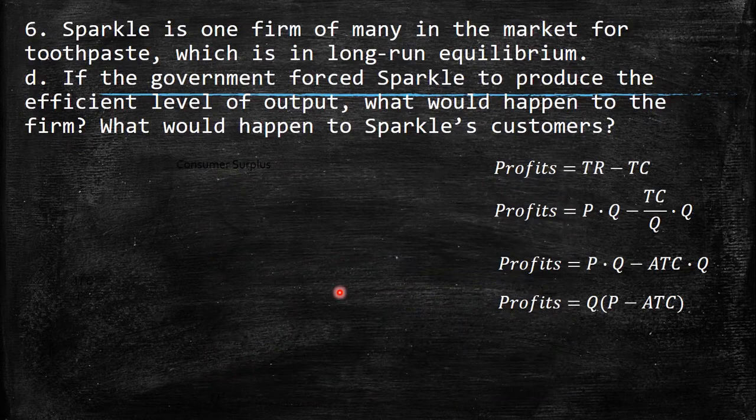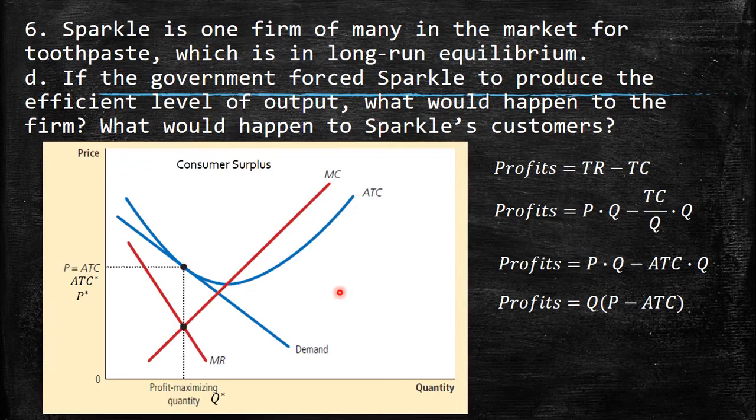Okay, Sparkle again. If the government forced Sparkle to produce the efficient level of output, what would happen to the firm? What would happen to Sparkle's customers? So here again we have the diagram of our Sparkle firm, and here, as I said before, P star and Q star are the social optimum from perfect competition. With this, the price should be lower and the quantity in the market should be higher, so more people can consume that good.